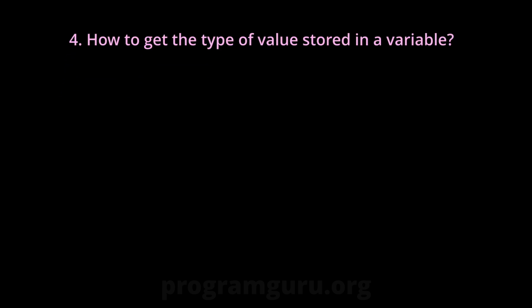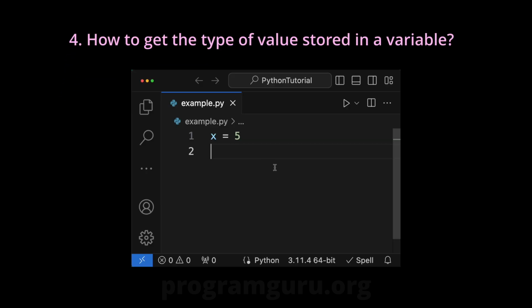How to get the type of value stored in a variable? The type function takes a variable as argument and returns a type object specifying the type of data stored in the variable. You can print this to the output using a print statement.